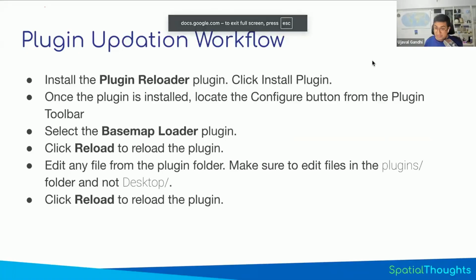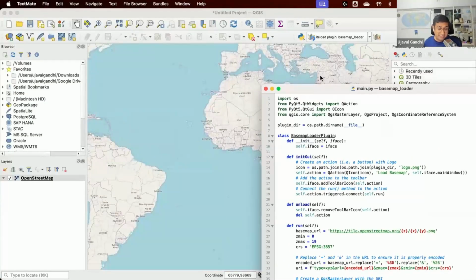So here's the plugin updating workflow. We're going to use this helper plugin called Plugin Reloader, which allows you to reload the content of the plugin easily without having to restart QGIS. From the toolbar, we're going to pick this plugin to reload, select base map loader, click reload, and then you'll have the button there. Click the button and it should load the OpenStreetMap base map here. You should be able to now click this and it's going to load a layer.